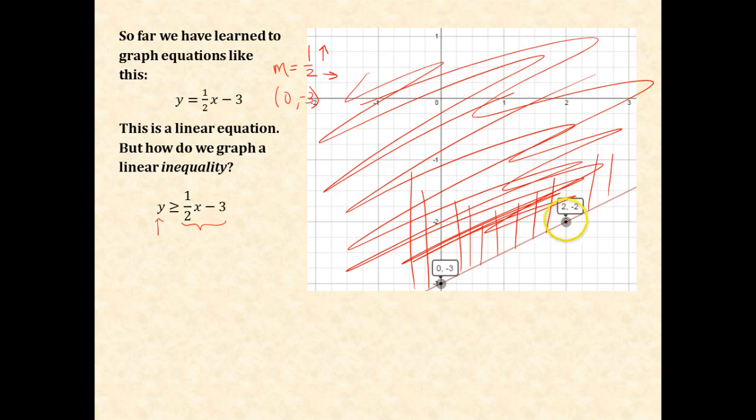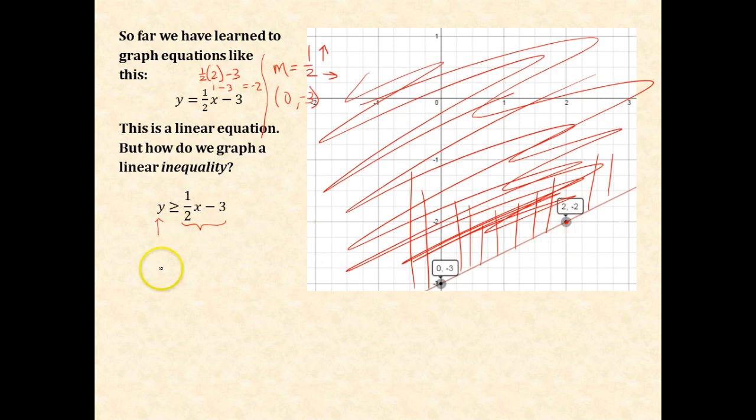So let's look at the x value 2. Here's the x value 2. If we plugged in a 2 here, half of 2 minus 3. Well, half of 2 is 1, and 1 minus 3 is -2. So when x was 2, y was -2. And that gives us this point right here. But it's only that one point on that line.